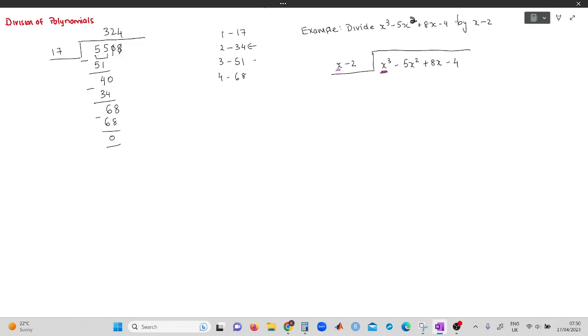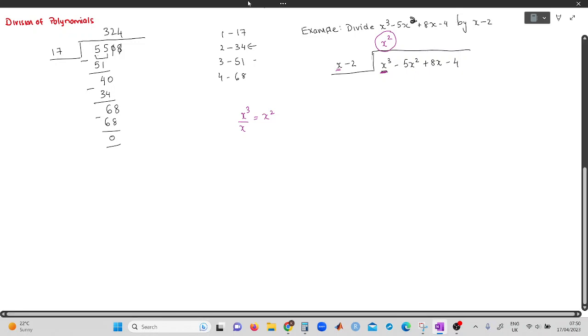So x cubed, we have to divide it by x. So when we divide, what will happen? x cubed divided by x gives me x squared. Voilà. Now, what happened? As we have finished, what am I going to do? I am going to multiply what I have here, x squared, by x minus 2. Well, many students do not understand why I do this. I will explain to you. Look here.